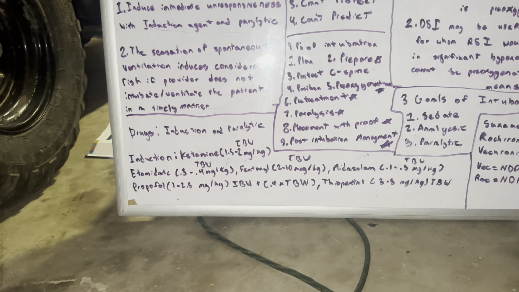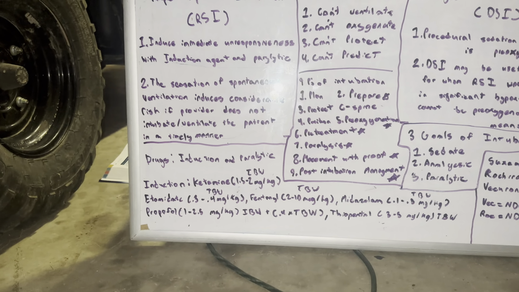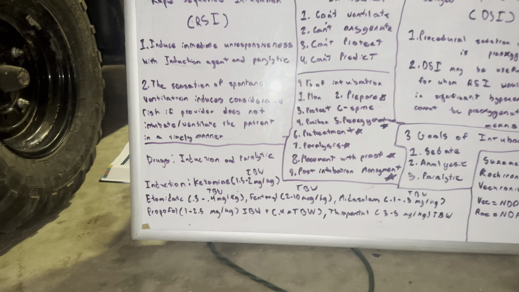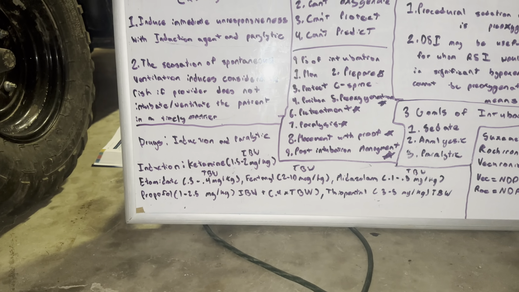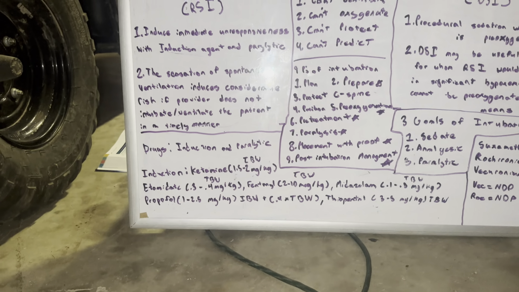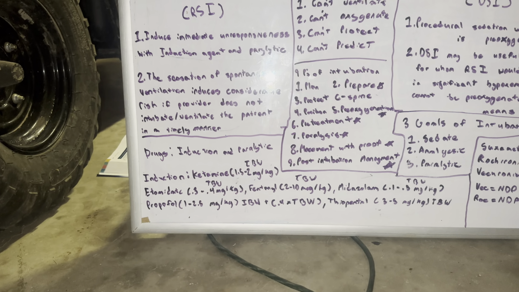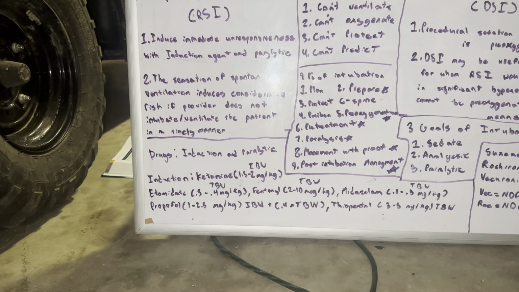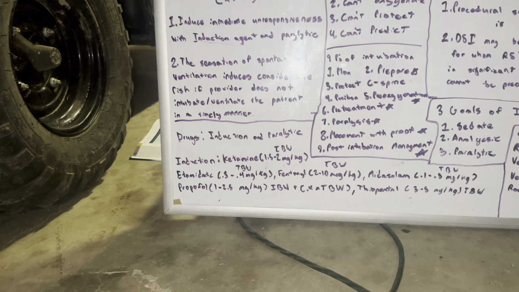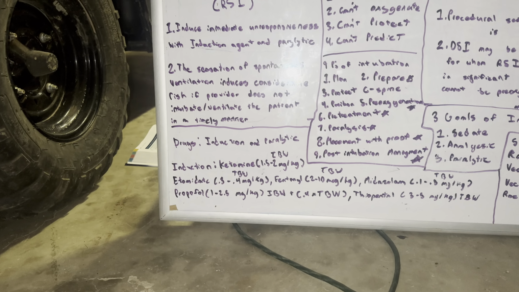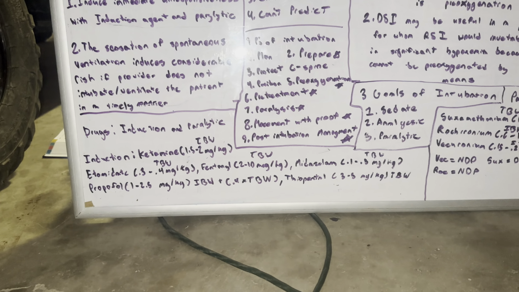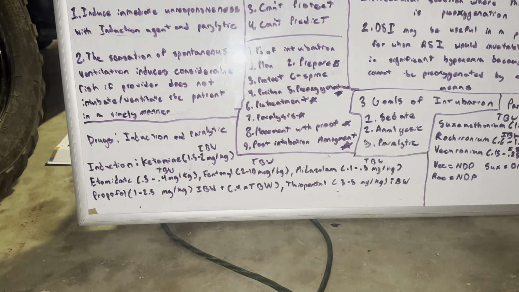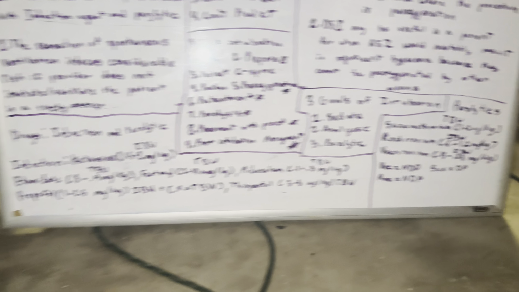Now to talk about the drugs. There are 2 types: induction agents and paralytics. As you can see, these are induction drugs. They are ketamine, which is 1.5 to 2 milligrams per kilogram of ideal body weight. Etomidate, which is 0.3 to 0.4 milligrams per kilogram total body weight. Fentanyl, 2 to 10 micrograms per kilogram total body weight.